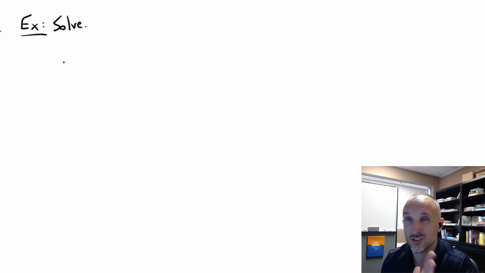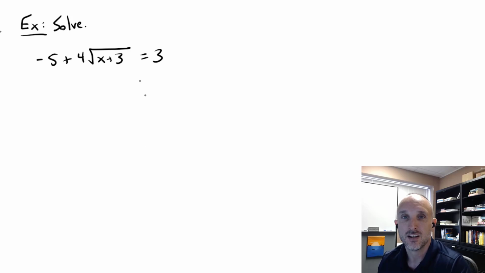Now, this next one's going to look more complex, but I'm doing that to show you that they're still pretty basic to solve. Let's look at negative 5 plus 4 times the square root of x plus 3 equals 3. Now, you've got to be really careful here. What a lot of people will do, and I see it all the time, is they'll say, oh, there's a square root that I need to get rid of. And how do you get rid of a square root again? Well, you square it. The problem is you have to square just the square root.